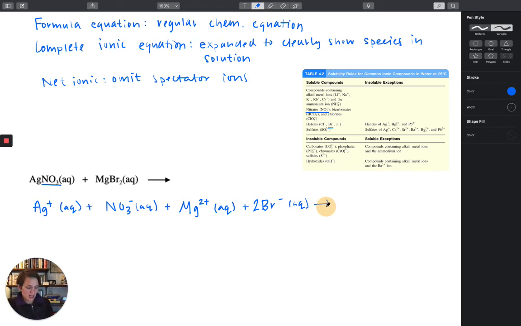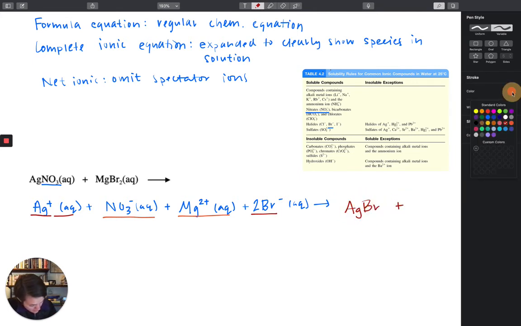Okay, so now a chemical reaction has potentially taken place, maybe not, we'll find out. And so what we're asking ourselves is, all right, silver was paired with nitrate, it was soluble. Is silver bromide soluble? And is magnesium nitrate soluble, right? Doing a do-si-do, exchanging those pairs. So I'm just going to go ahead and write those options out. So we have silver bromide, and we have our magnesium nitrate.